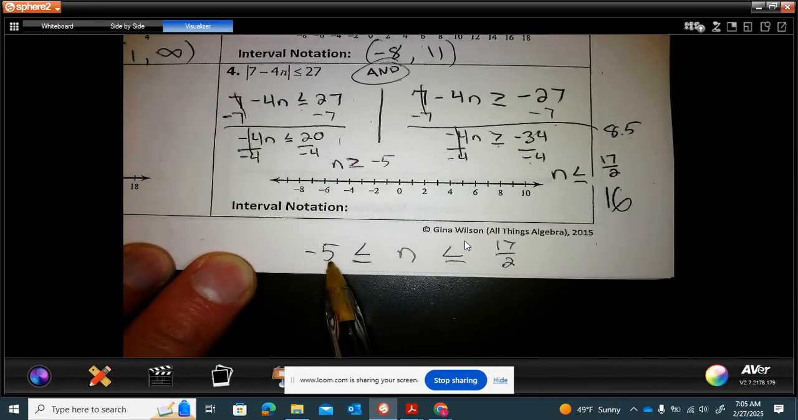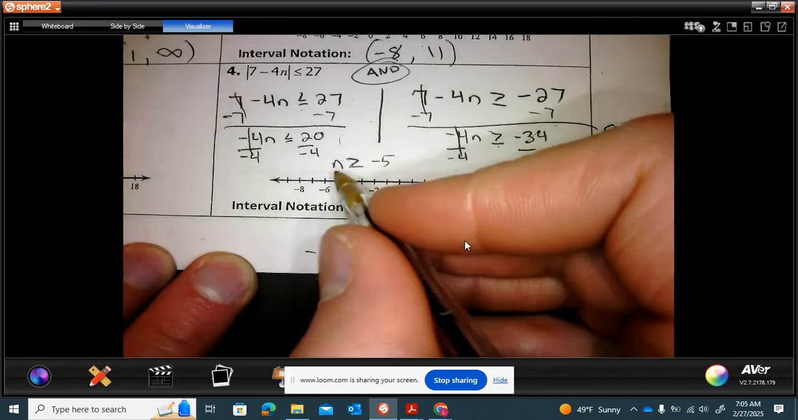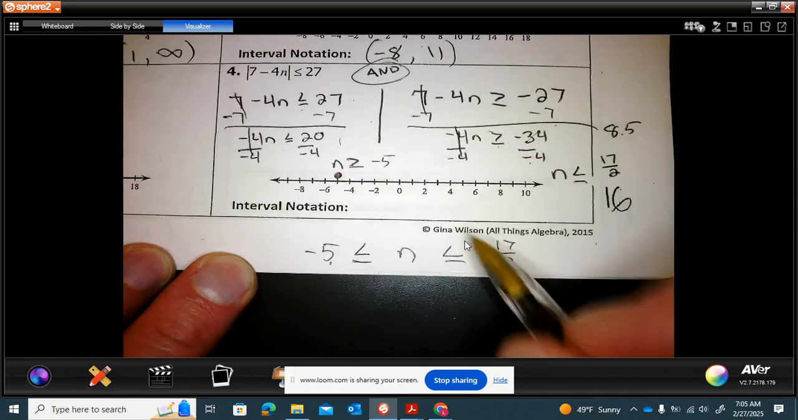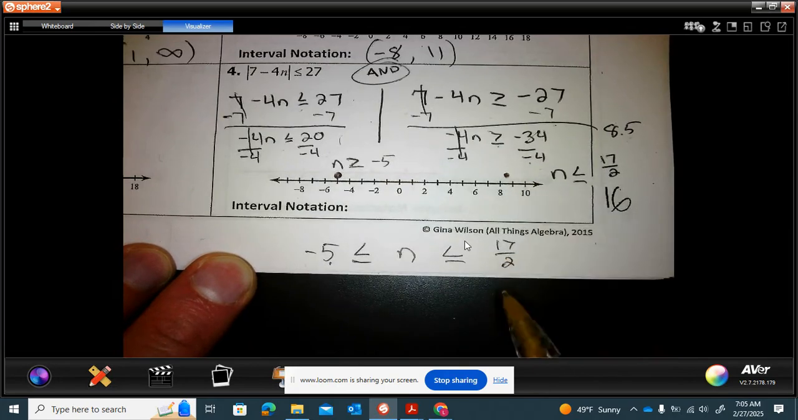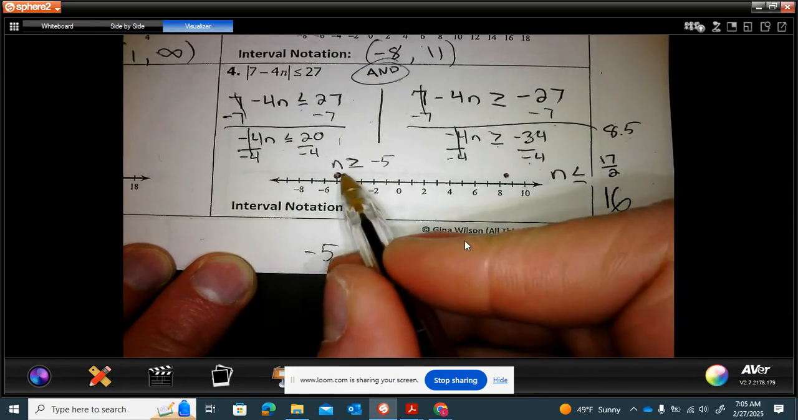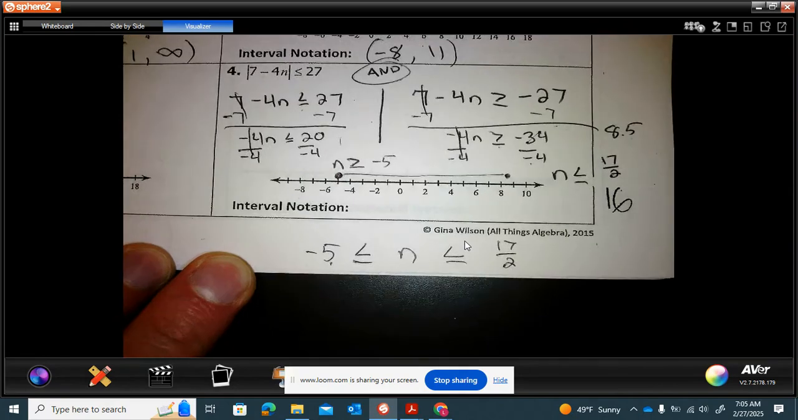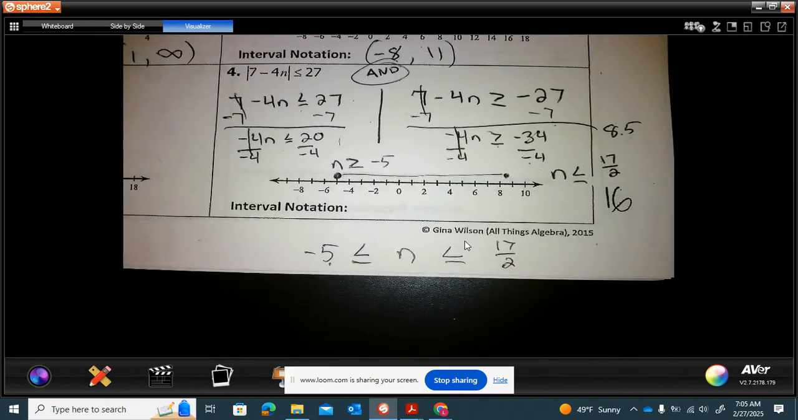So I start at -5 with a closed circle. And I go to 8.5, which is halfway between 8 and 9. And I shade in between because it's and.